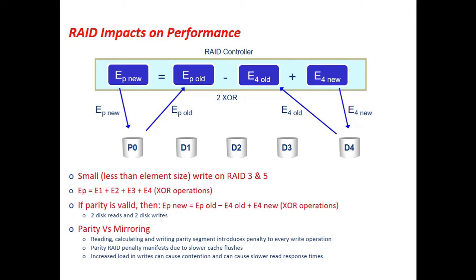Let us look at the difference between parity and mirroring. Reading, calculating and writing the parity segment introduces a penalty to every write operation. Parity write penalty manifests due to slower cache flushes. Increased load in writes can cause contention and can cause slower read response times. So it may increase the response times for read operations as well. Okay.